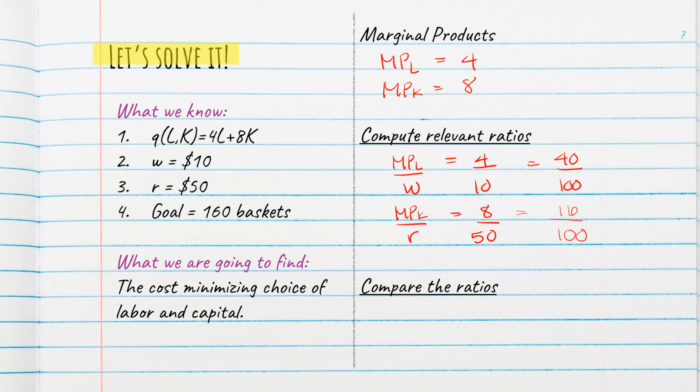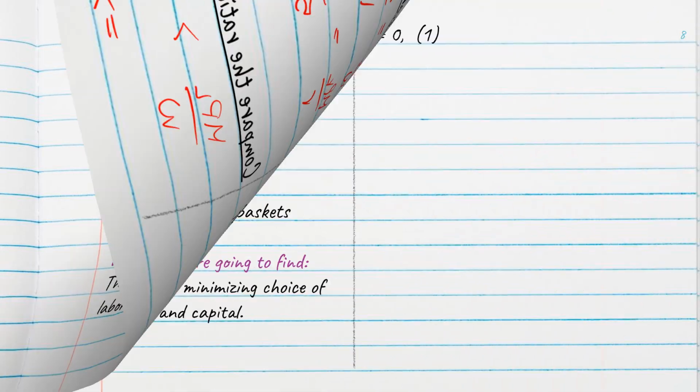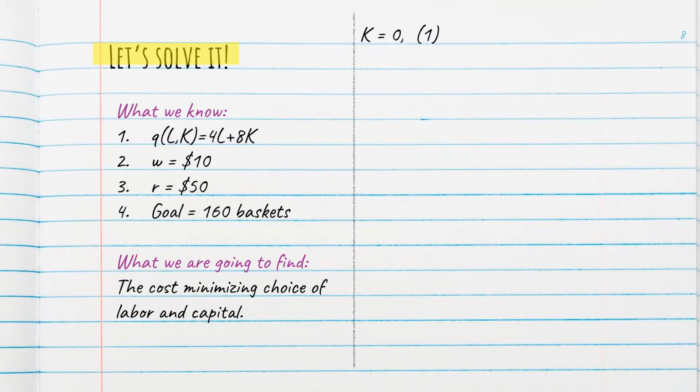That means that the marginal product of labor over the wage is greater than the marginal product of capital over the rent. The conclusion is we're going to hire only L, because every dollar we spend on labor generates more additional output than every dollar spent on capital. So since we know we're going to hire only labor, first thing we're going to write down is that capital is equal to 0. We know that for sure.